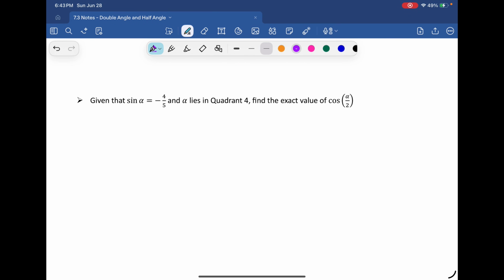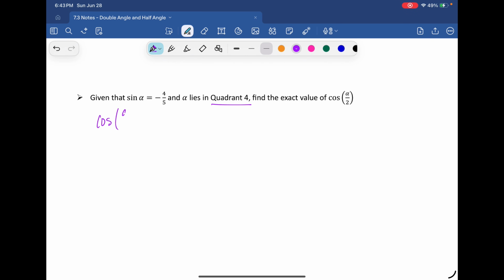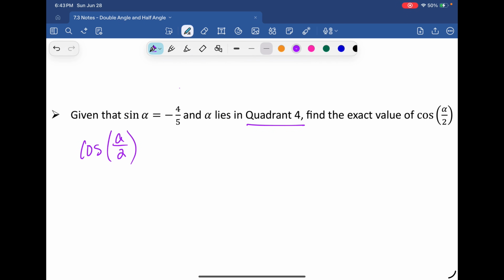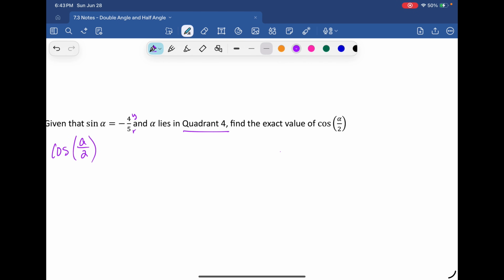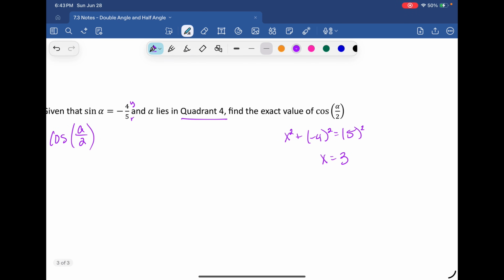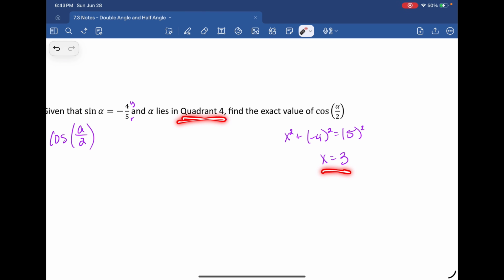Okay, given that sine alpha is negative 4/5 and alpha lies in quadrant 4, find the exact value of cosine alpha over 2. So I've got sine alpha equals negative 4/5. That's y over radius. I'm going to go ahead and find the x. So x squared plus y squared equals radius squared. And for quadrant 4, I know that the x is going to be positive.